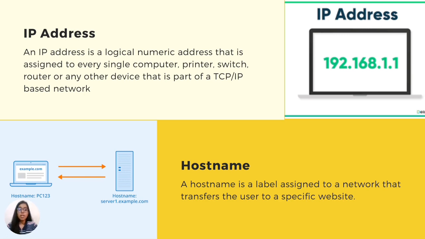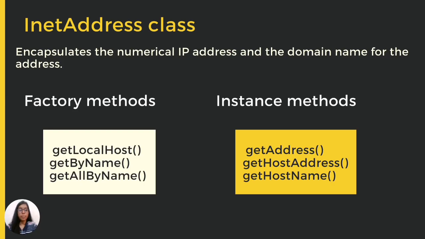An IP address is a logical numeric address that is assigned to every single computer, printer, switch, router, or any device that is a part of a TCP/IP based network. On the other hand, a host name is a label assigned to a network that transfers the user to a specific website. So they are not the same thing.